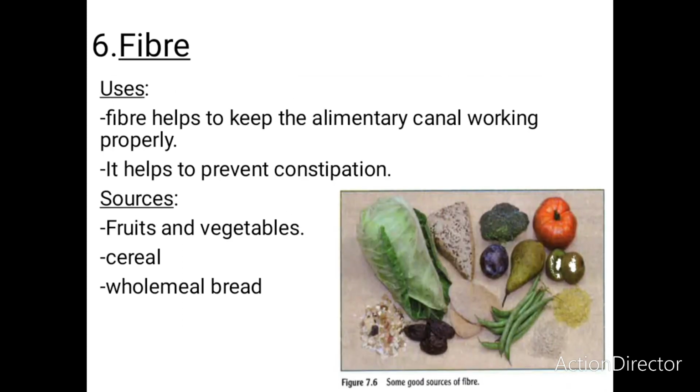Fiber is very essential in a diet. Fiber helps to keep the alimentary canal working properly. The alimentary canal is the canal in which digestion and absorption takes place. It helps to prevent constipation. We can get fiber from fruits and vegetables, cereal, wholemeal bread, and other substances. In this picture we can see some good sources of fiber.